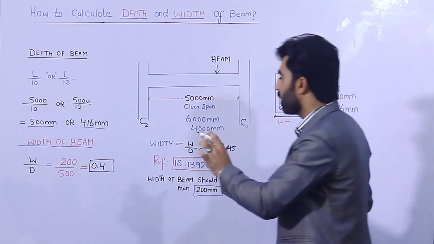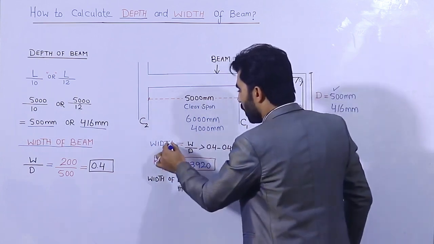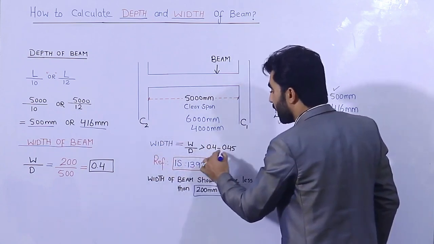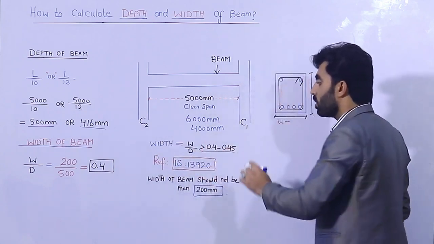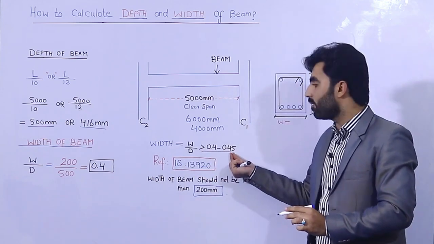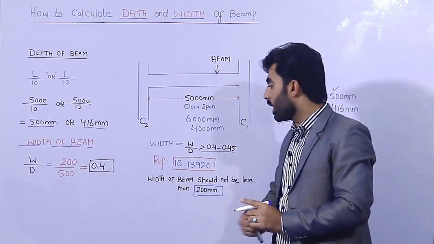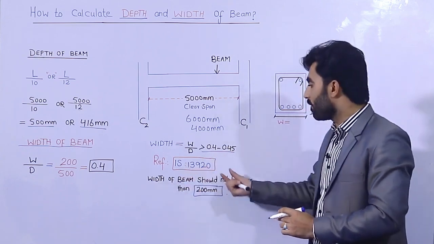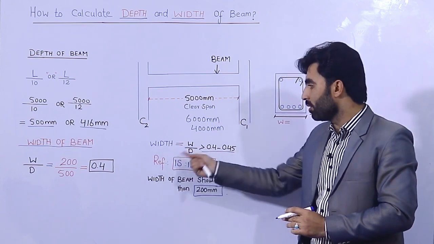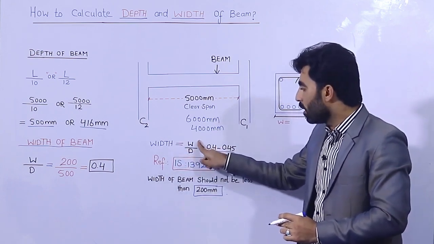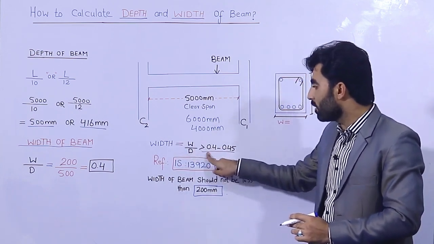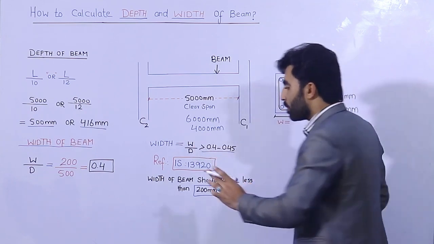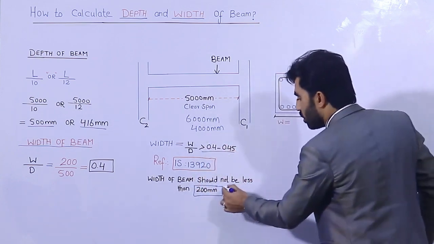Remember one thing guys, the width of the beam you can find by W divided by D. It should be greater than 0.4 to 0.45, from the reference of IS 13920. This is from the reference of the IS, Indian Standard Code. You can find that the width divided by depth should be from 0.4 to 0.45. Now guys, remember that the width of the beam should not be less than 200 mm.